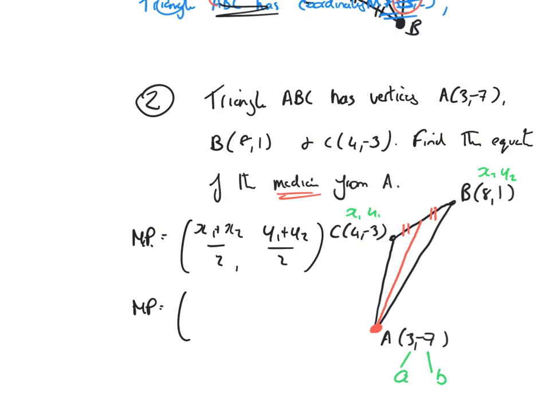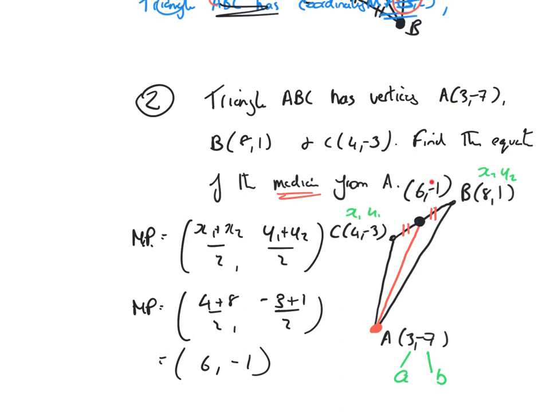So it's going to be (4 plus 8) over 2, and (minus 3 plus 1) over 2. Okay, 4 plus 8 is 12, 12 over 2 is 6, minus 3 plus 1 is minus 2, minus 2 over 2 is minus 1. Let's now feed that into the diagram. That's the point (6, -1).